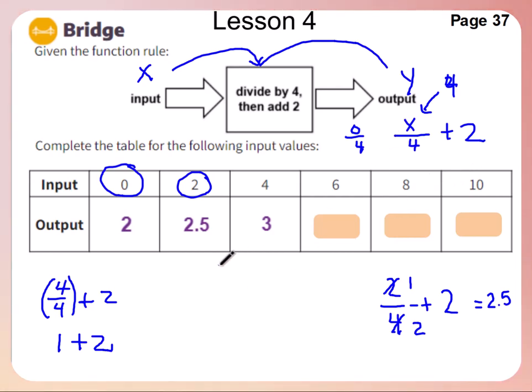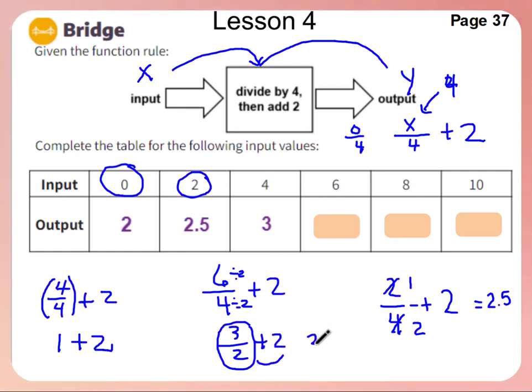All right, again, we're going to put 6 over 4. We're going to simplify that fraction, and then we're going to add 2 to it. So we can divide both 6 and 4 by 2. So 6 divided by 2 is 3, and 4 divided by 2 is 2. So 3 over 2 plus 2, and 3 over 2 is 1.5, or 1 1/2. 1 1/2 plus 2 is 3.5, or 3 1/2.